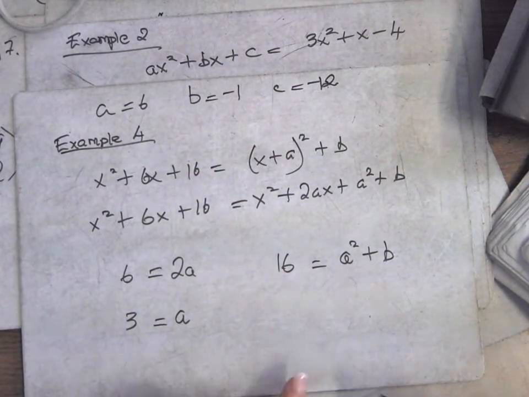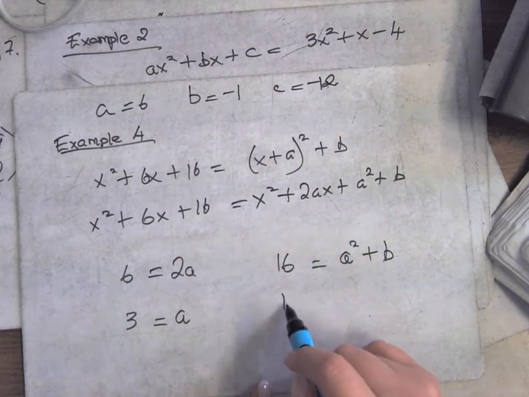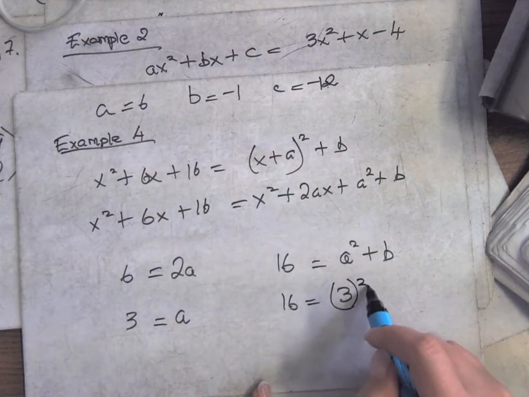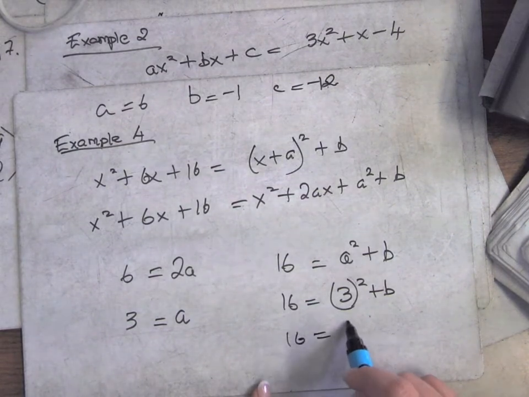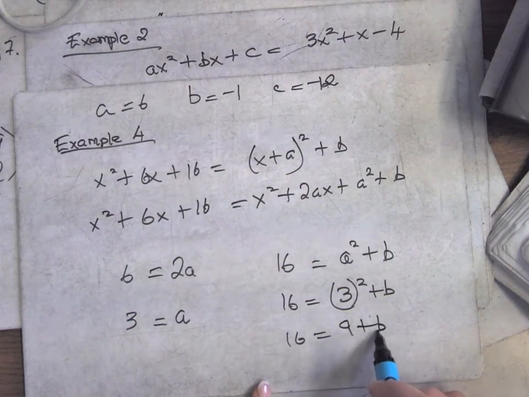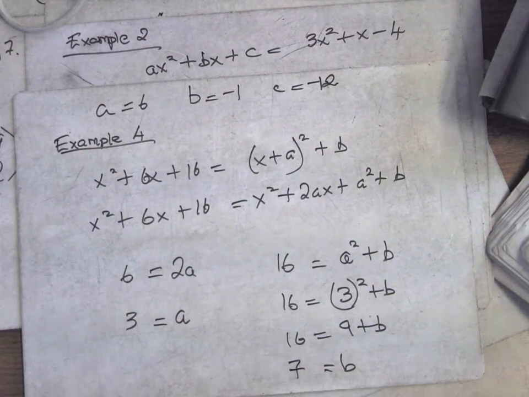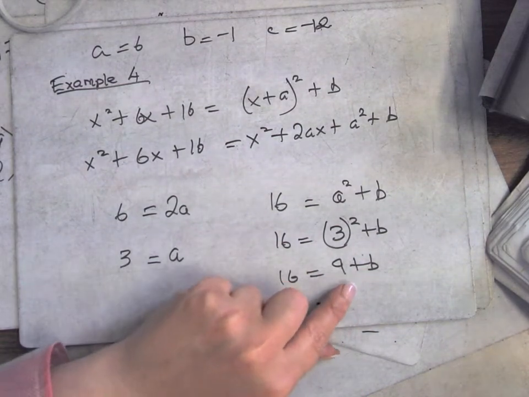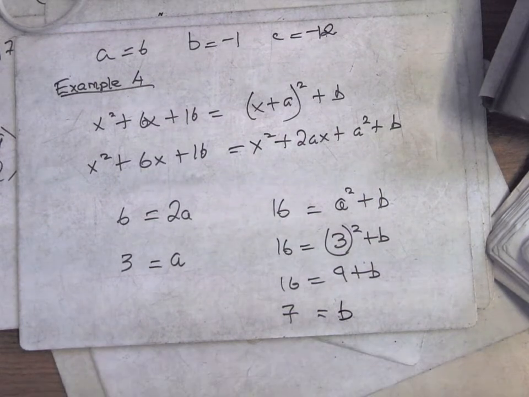So what will I do? Everywhere I see an a, replace it with 3. So 16 is equal to 3 squared plus b. So that means 16 is equal to 9 plus b. So b equals 16 minus 9. So b is equal to 7. There's your answer. Is that okay? That says b. My b's start looking like 6's after a while. Okay, are we all right?